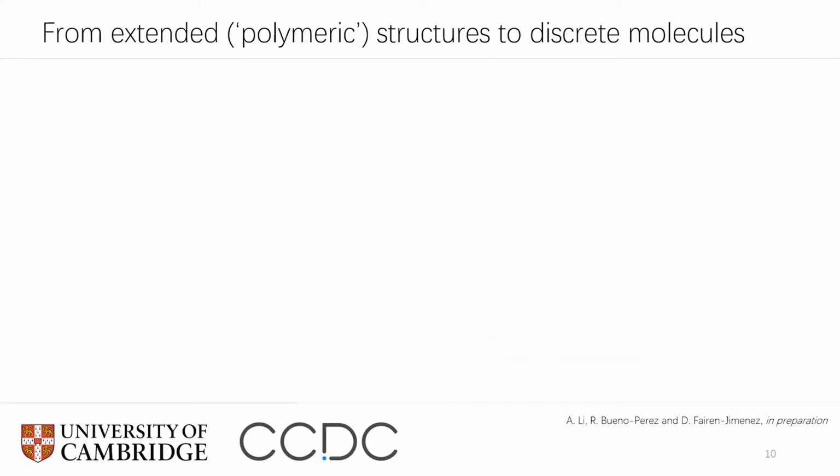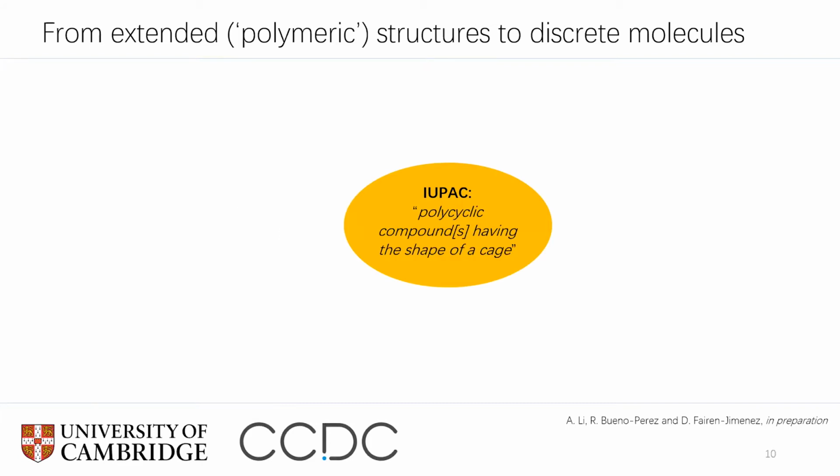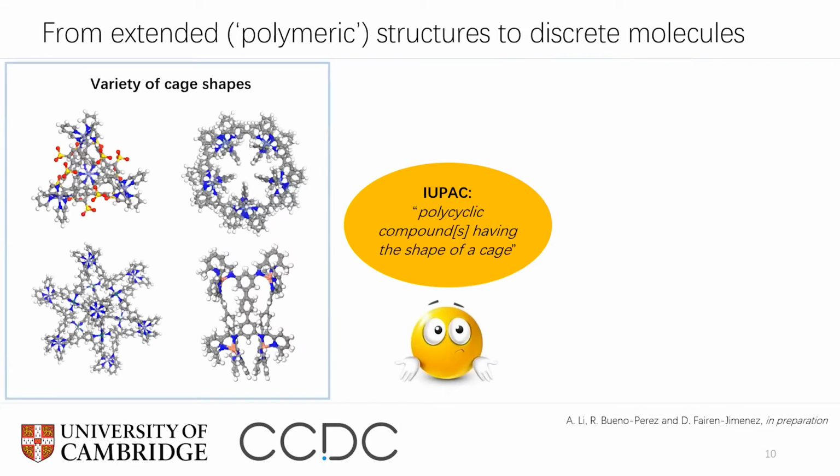And so the first question that I had to ask myself is, what is a cage? And the IUPAC, once again, was not very useful because the definition of a cage by the IUPAC is a polycyclic compound having the shape of a cage, which, yeah, is not really helpful. But there are some things that we know about cages that can help us. So we know that there's a variety of cage shapes. So here are just some examples. They can be spherical, they can be tetrahedral, they can be helicoidal, some are more cubic.